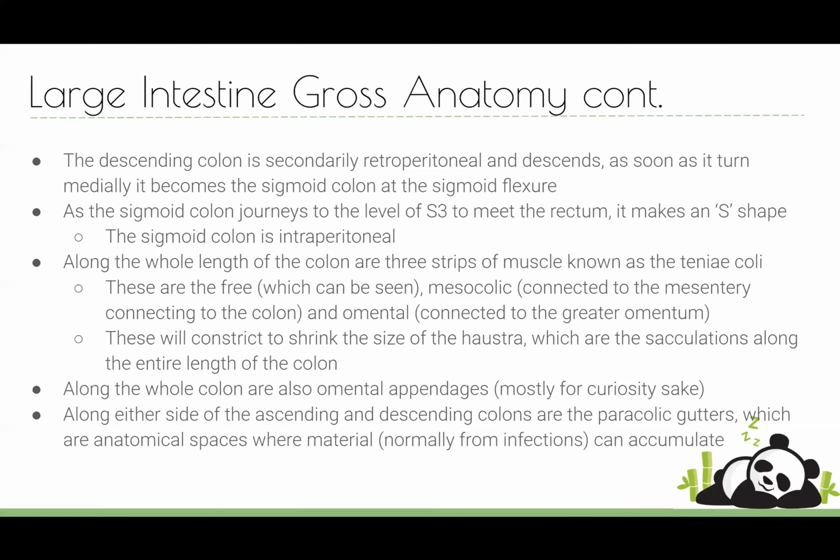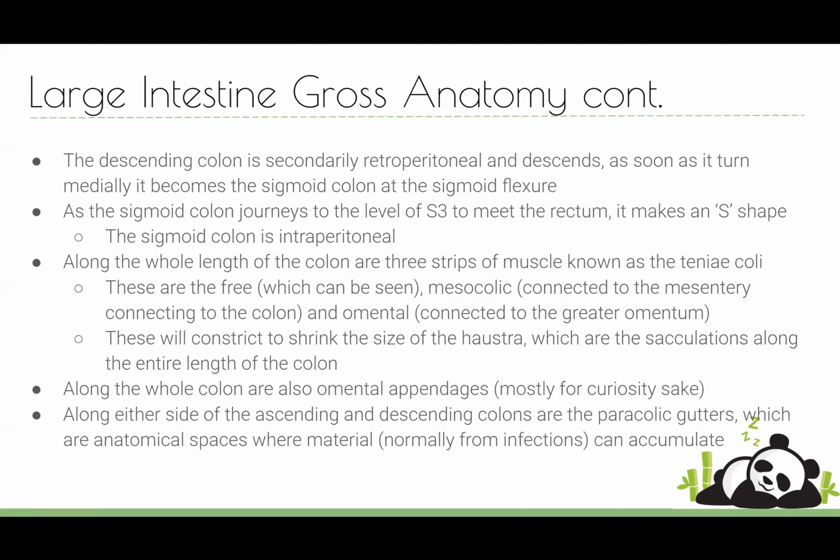Along the whole length of the colon, there are 3 strips known as the taeniae coli, and these are kind of longitudinal muscle lines. There are 3 of them termed the free, which you can see, the mesocolic, which are attached to or hidden by the mesentery, and the omental, which is connected to the greater omentum, and you also can't see. These will constrict to shrink the size of the haustra along the entire length of the colon.